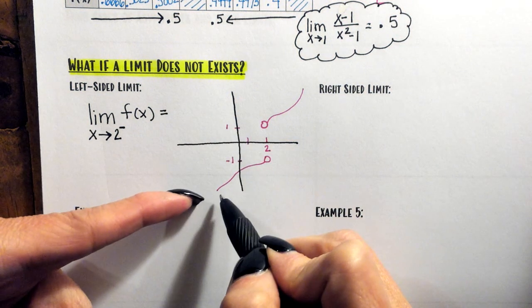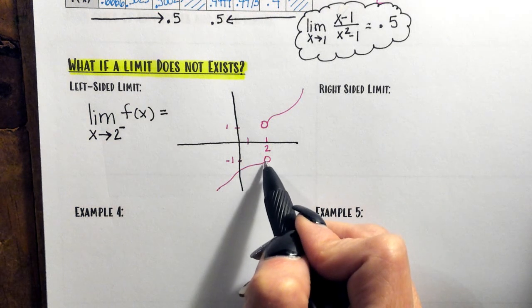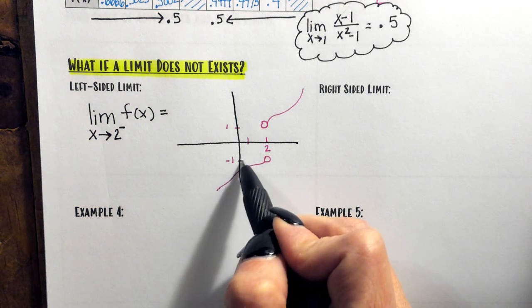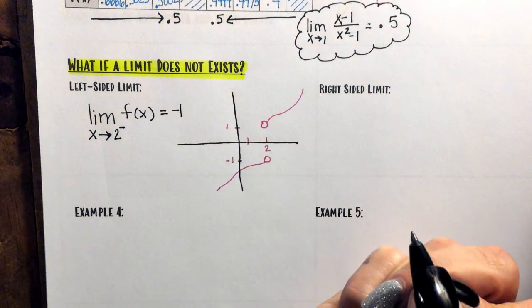Well, if I'm looking at it from the left side as I travel up, I'm actually getting really close to what's the height of it. That's what the limit approaches is, the height. I get really close to negative 1.